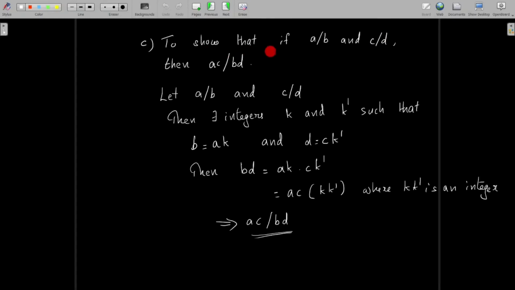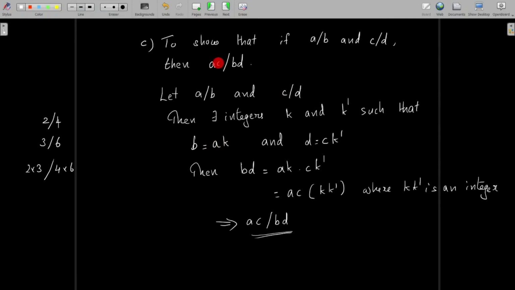Third result, to show that if a divides b and c divides d, then a into c divides b into d. Let us see an example. We know that 2 divides 4 and 3 divides 6. Then 2 into 3, that is 6, divides 4 into 6. That is what is expressed in this theorem. So let a divide b and c divide d. By definition, there exist integers k and k dash such that b equals a into k and d equals c into k dash.